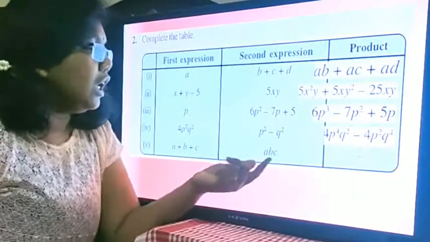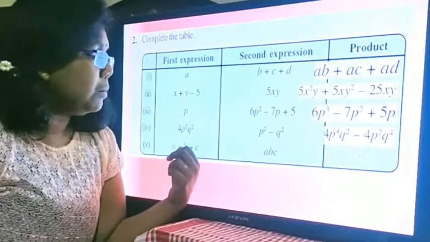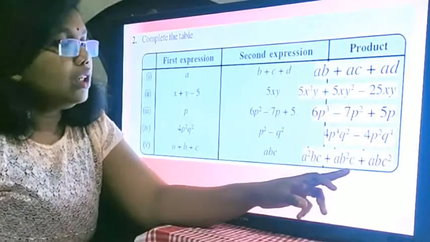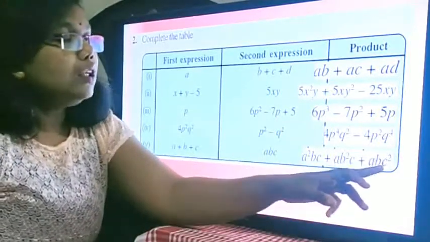The same process again, abc multiplies a plus b plus c. So you get a squared bc plus ab squared c plus abc squared.